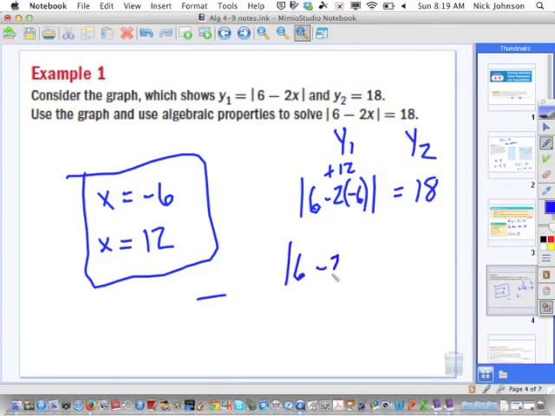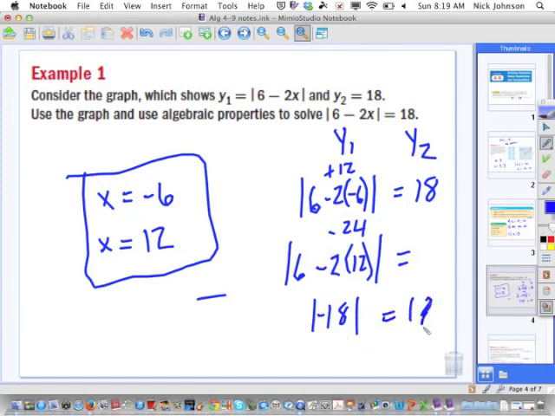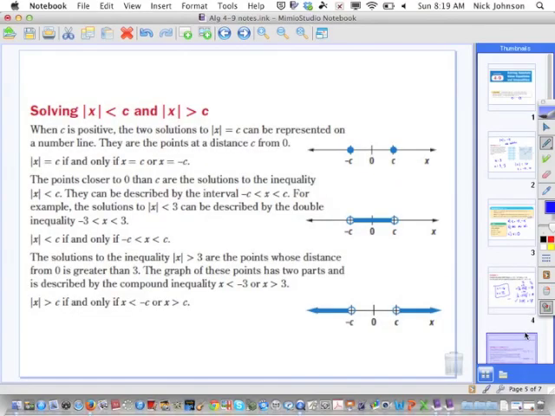Now you can put 12 in there. 6 minus 2 times the quantity 12. A negative 2 times a positive 12 is a negative 24. 6 minus 24 is a negative 18. Does the absolute value of a negative 18 equal 18? It sure does. So we just checked that out. Okay? Now, this is a long process of what they want you to do.